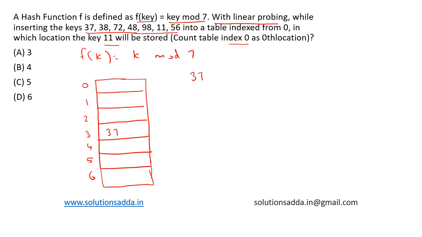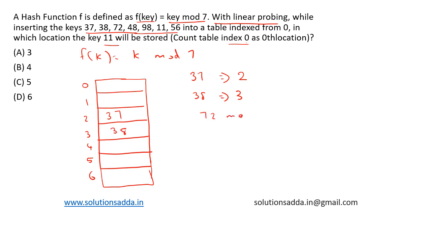Second one is 38. 37 is inserted at location 2 actually, not 3. So 37 would be inserted at location 2. Now 38. 38 mod 7 will be inserted at location 3. We have 38.